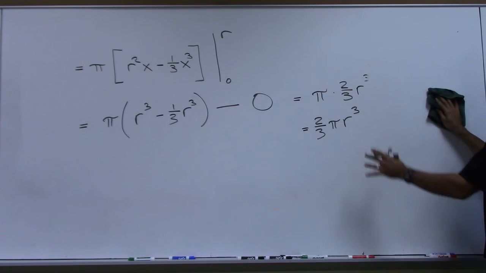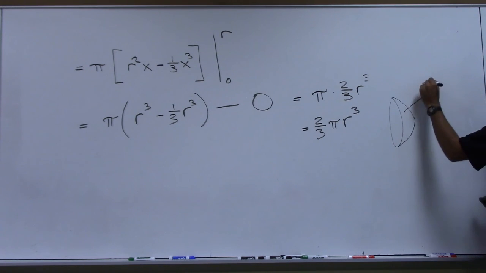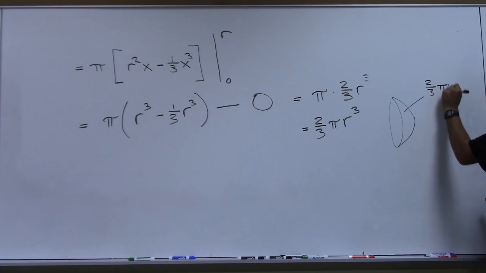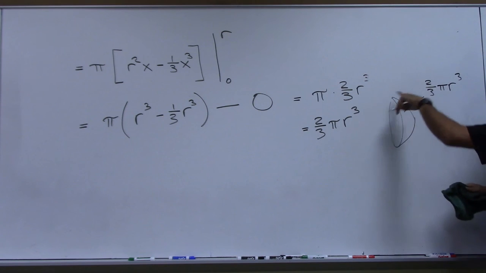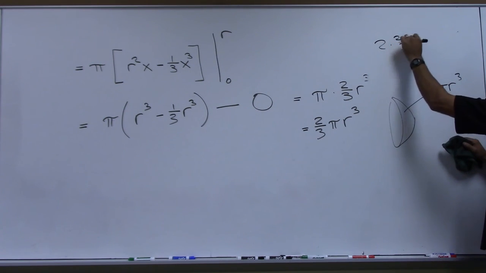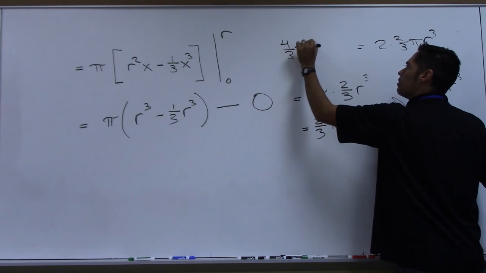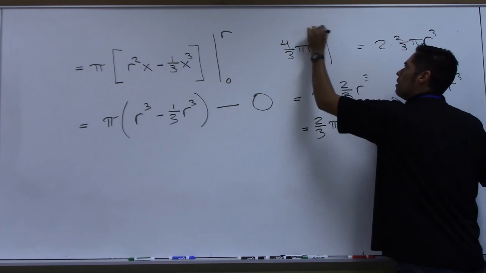I want to finish this up. This right here is the volume of this, right? It's 2/3 pi r cubed. And so when you bring the other side of it in, you double this answer. 2 times 2/3 pi r cubed is 4/3 pi r cubed. There you go.